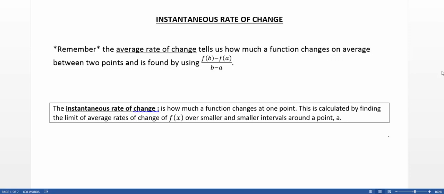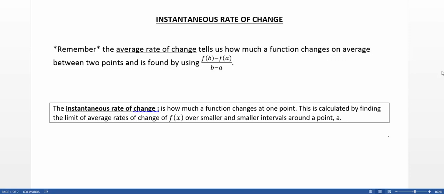When we do this, we're always looking between 2 points, and the result we get is something that's happening on average. What we want to do is use this average rate of change to tell us about what's called the instantaneous rate of change. So the instantaneous rate of change is how much a function changes at 1 point. This is really powerful because if we can find out how much a function changes at 1 point, we can look at cumulative points to find out exactly how much a function changes on an interval instead of the average.